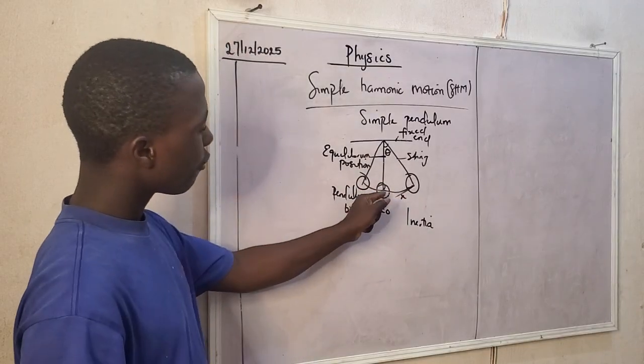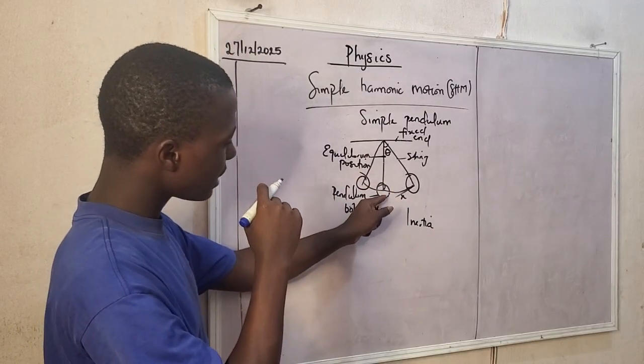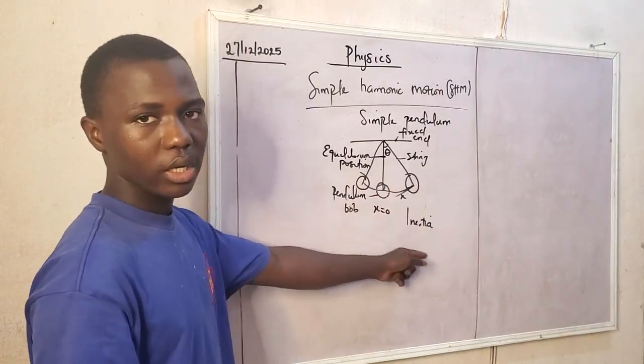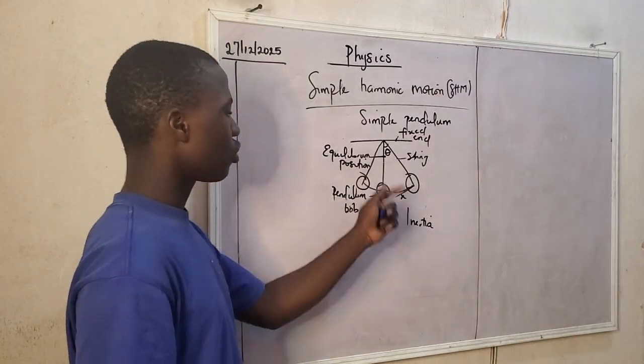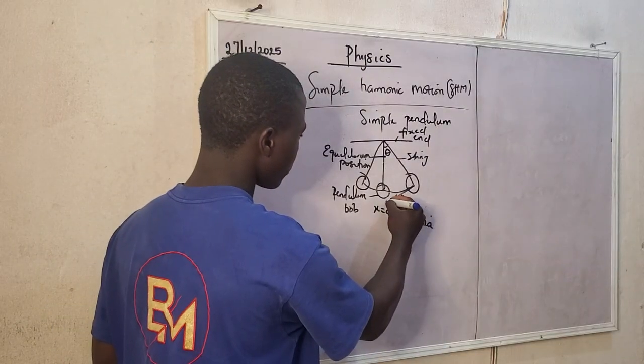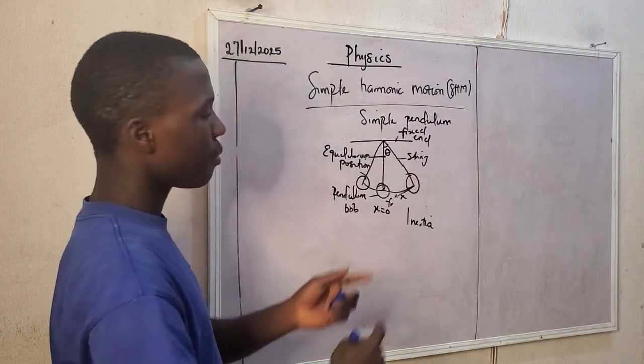What keeps the object moving after it passes beyond the equilibrium position is what we call inertia. That is what keeps the object moving to go beyond this equilibrium position. And this is the restoring force. So this is how a simple pendulum works.